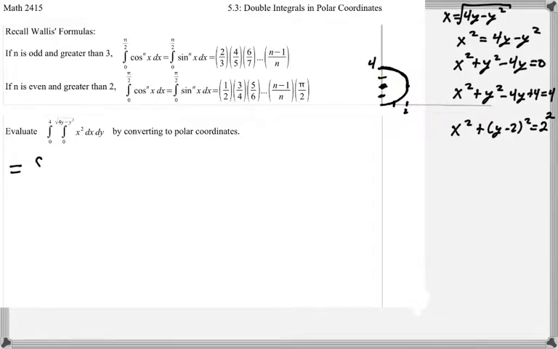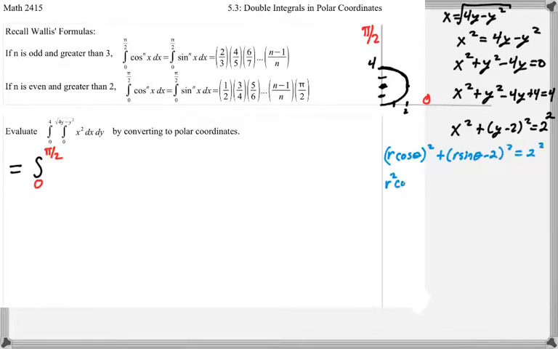Okay. So what we want to do is convert this into polar coordinates. Anything with a circle like this is going to be easier to do in polar coordinates. So we got 0 to pi over 2, and that's going to be our limits of integration for converting this into polar coordinates. Now, we're going to take x squared. Remember, x is equal to r cosine of theta, so we have r cosine of theta squared. Y is r sine of theta, minus 2 quantity squared, and that's going to be equal to 2 squared.